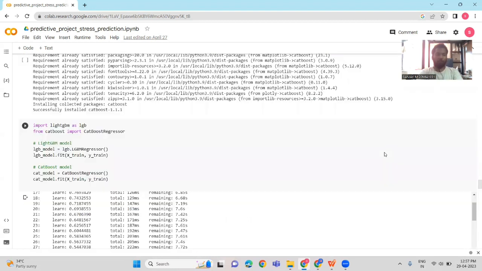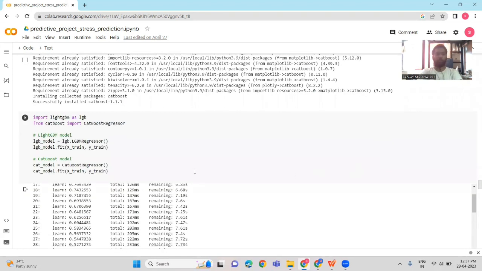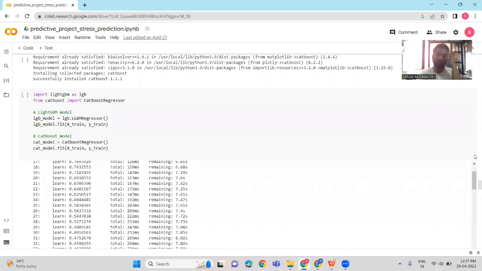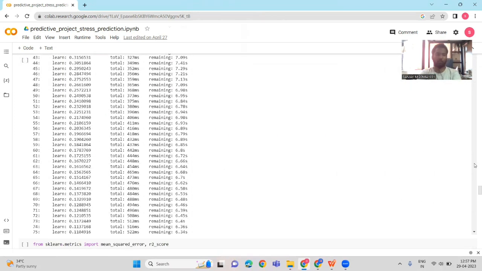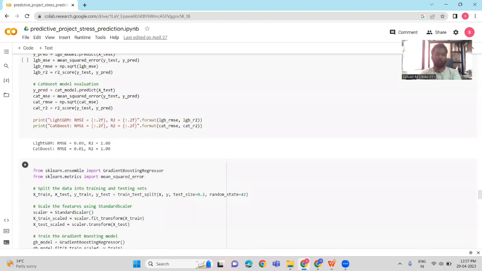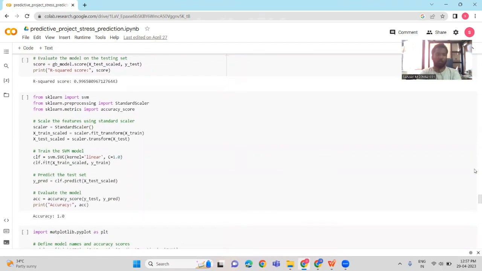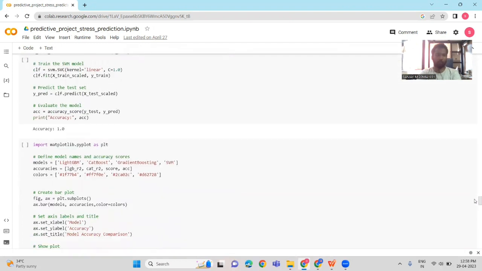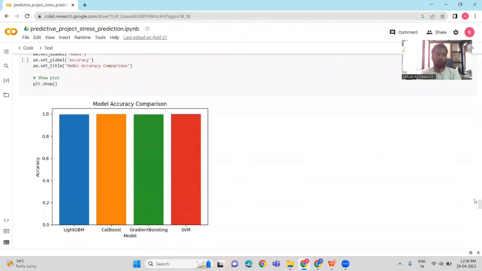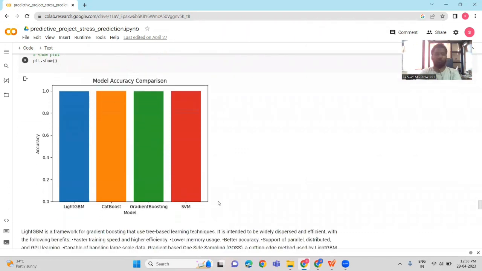We have used some more algorithms like LightGBM and XGBoost, where the previously seen models were level based, and LightGBM and XGBoost are leaf based algorithms. We got 100% accuracy for LightGBM and 100% for XGBoost. And we have developed a gradient boost regressor, which gives accuracy of 99.6%. And we used SVM, which gave 100% accuracy. And we have plotted all the algorithms.